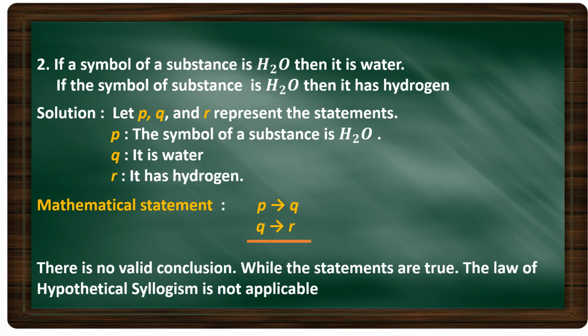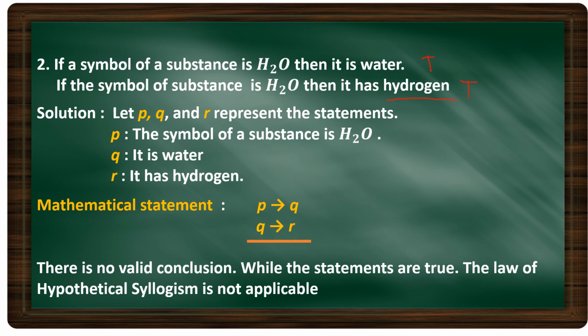Let's take example number 2. If a symbol of a substance is H2O, then it is water. Di po ba alam naman po natin na ang symbol ng water in a substance ay H2O. Therefore, true po ito. Next statement. If the symbol of substance is H2O, then it has hydrogen. Yung first statement is true. Yung second statement is also true.